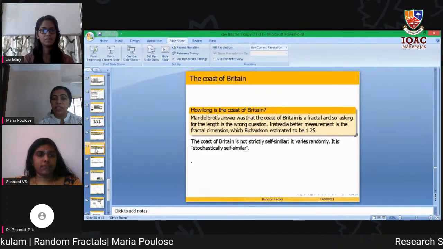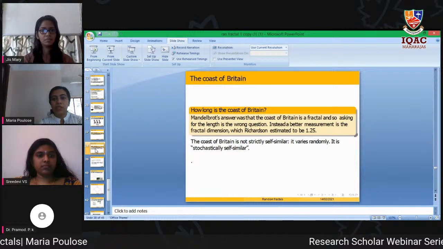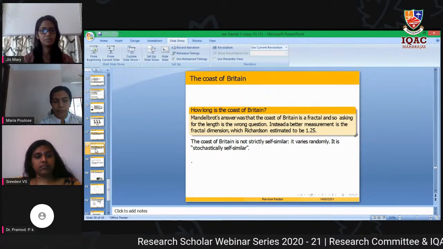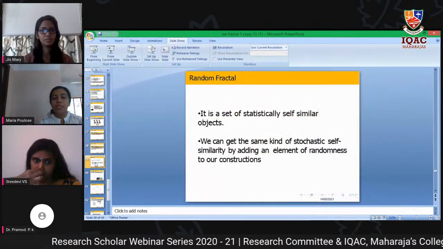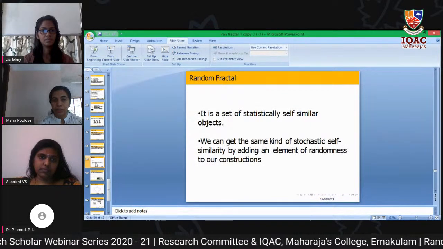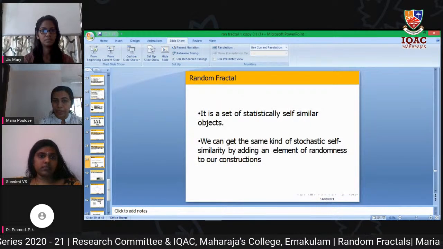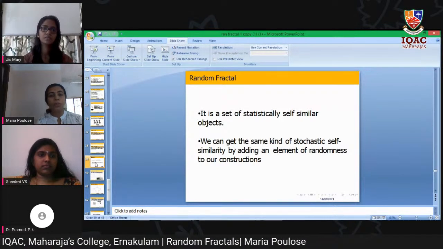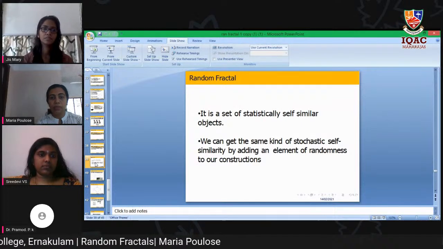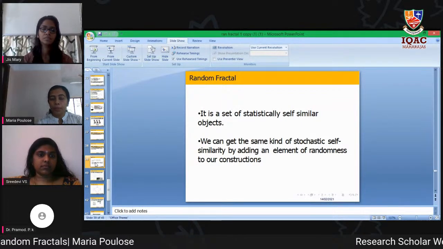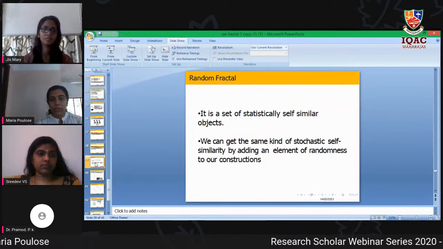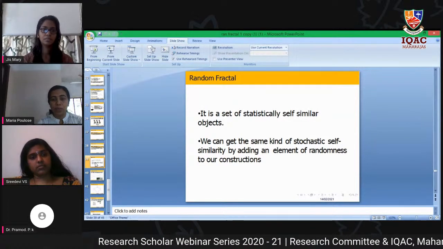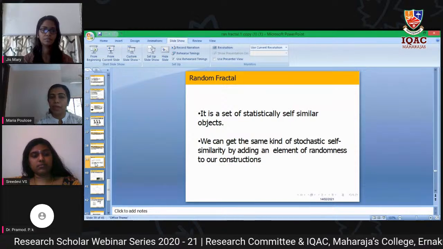The coast of Britain is not strictly self-similar. It varies randomly. It is stochastically self-similar. So there comes the importance of the random fractal. We have already discussed the fractal, examples of fractals, and how we find the dimension of a fractal, that is the Hausdorff dimension. But for the coast of Britain, it is not possible to find that dimension this way, so we have to use the random fractal.